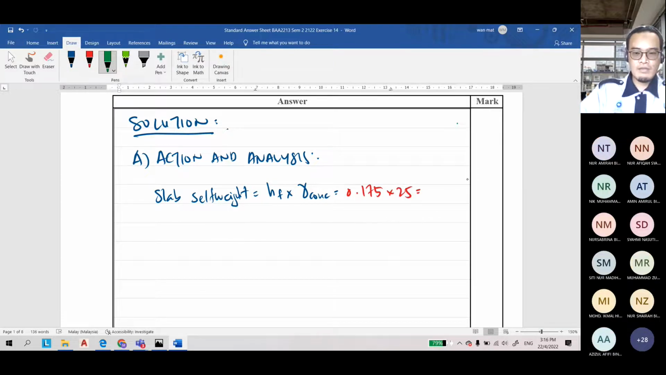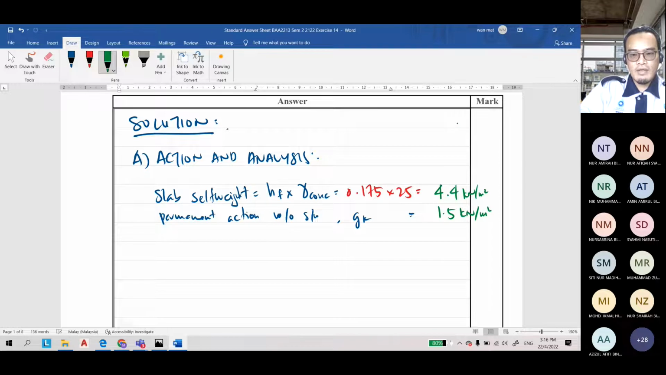4.375. So let's make it as 4.5 kilonewton per meter square. And then the permanent action, without self weight, is equal to, this is GK as given before, 1.5 kilonewton per meter square. So we can determine the total permanent action.